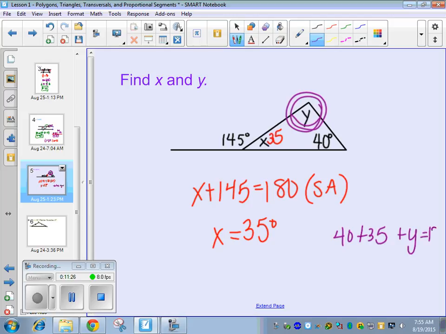Good. So we can set all three of those angles equal to 180. And our reasoning for this, I don't remember if we did this, but we use TS, and that stands for triangle sum. Okay? Triangle sum. So we have 75 and subtract 75, and y is equal to 105.